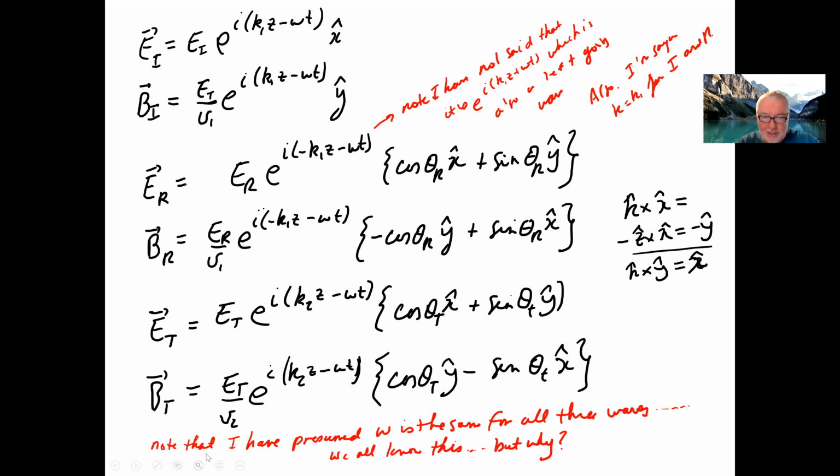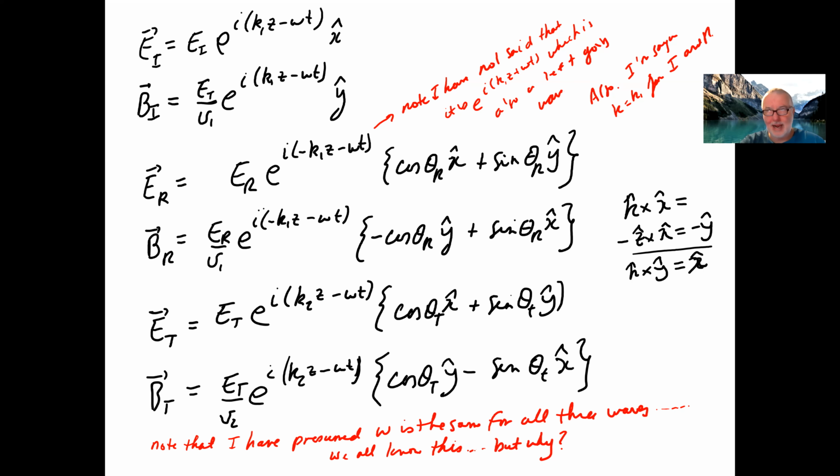Okay, and then note also, I have presumed that the frequency is the same for all 3 waves. We all know this is true, right? We know that the frequency of the incident, reflected, and transmitted waves are the same. But why?